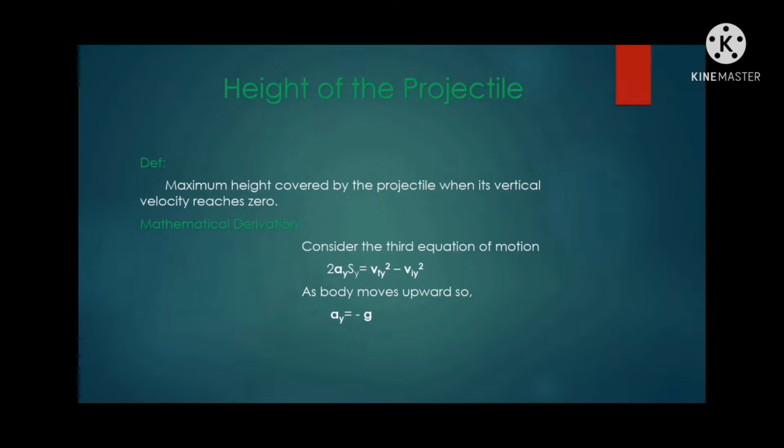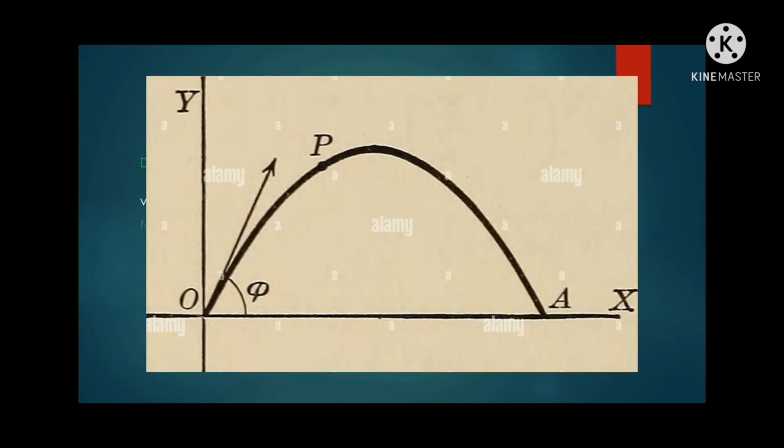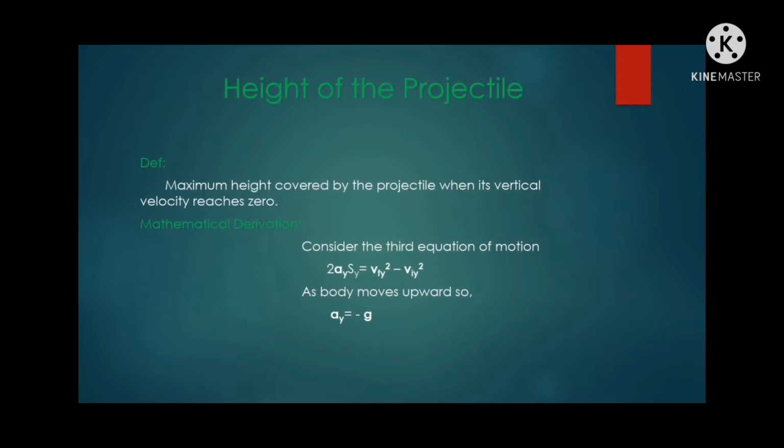So, here is the diagram. Here we can see that this is the highest point of the projectile motion, and when a body being projected reaches its highest point, then its vertical velocity becomes 0 just for a moment. Now let's try to understand its mathematical derivation.